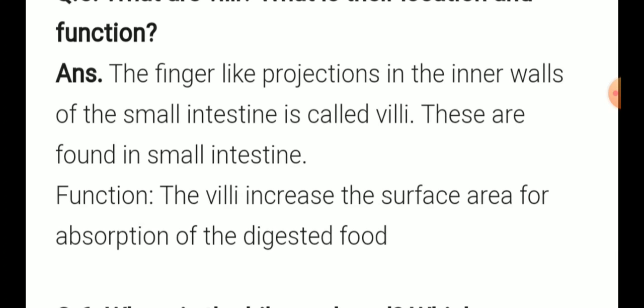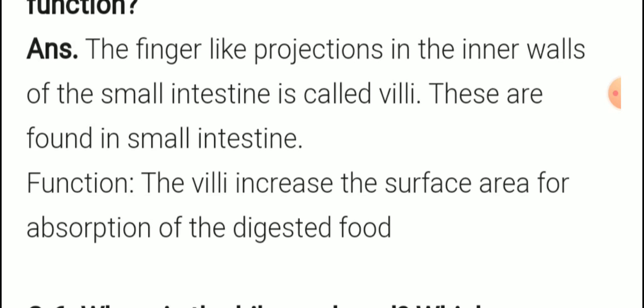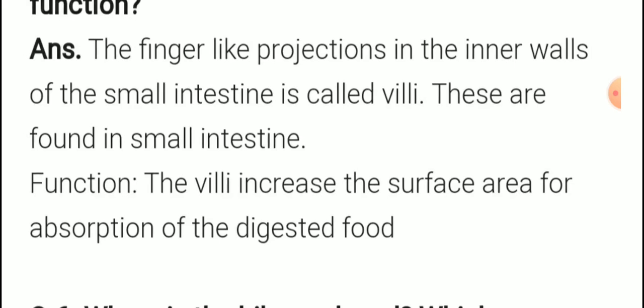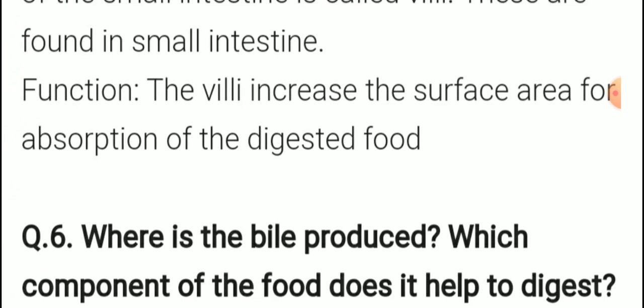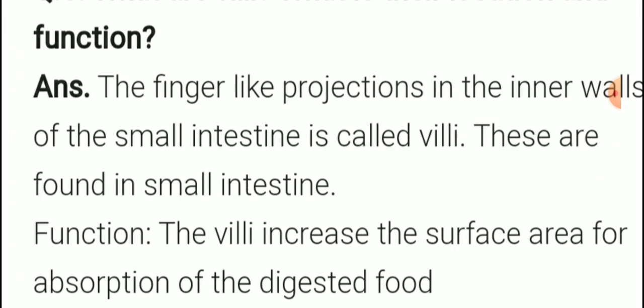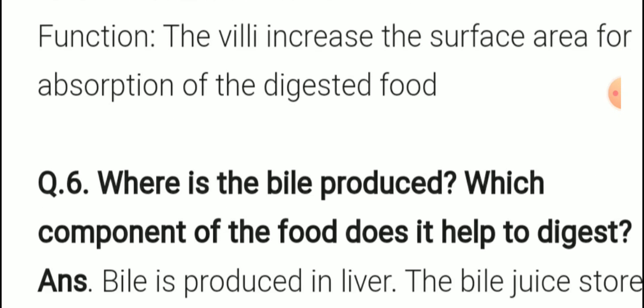What is the main function of villi? Villi increase the surface area for absorption of the digested food. That is the main function of villi.